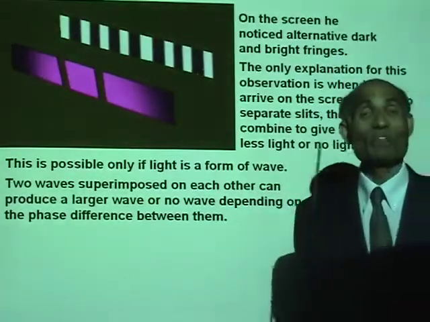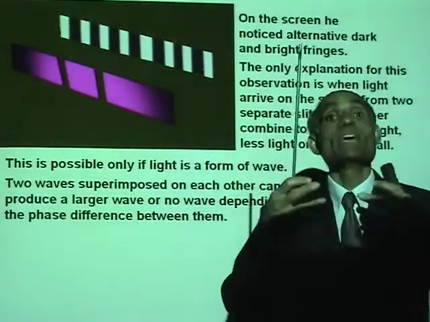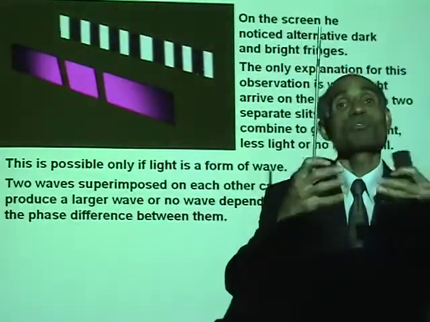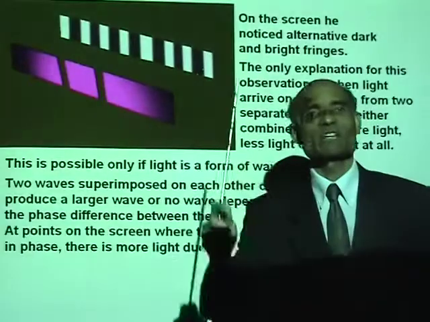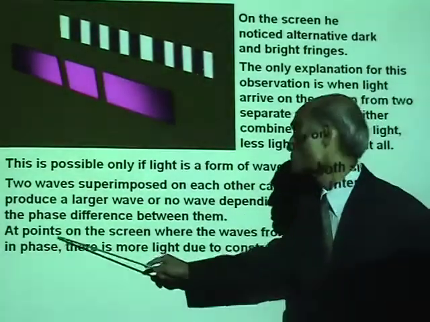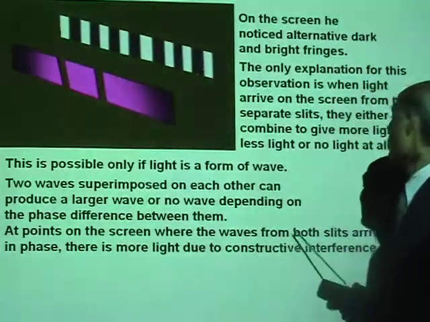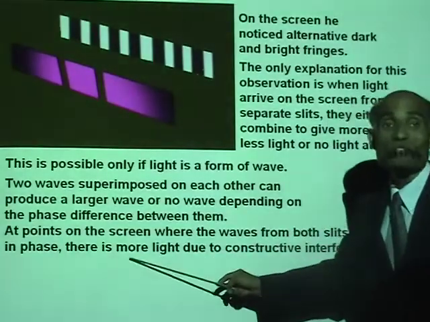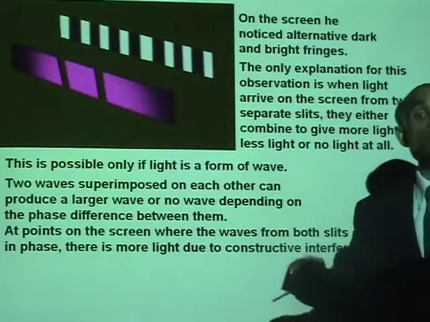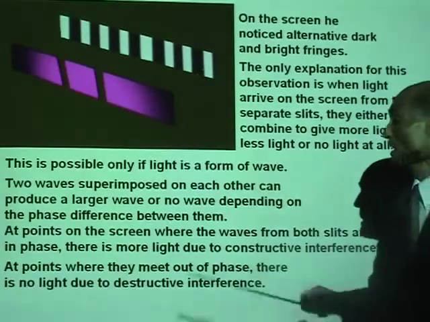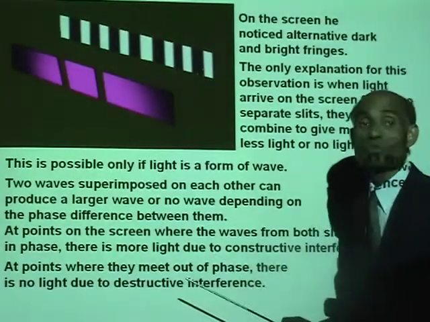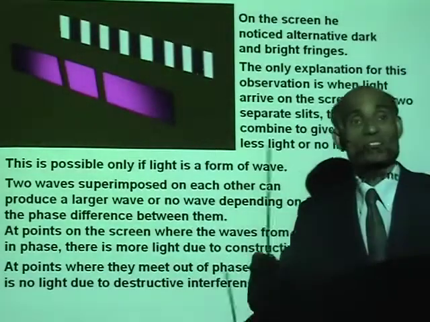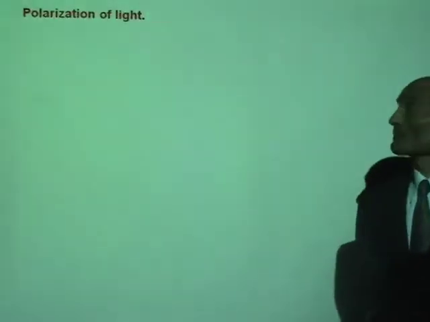You know that when they are in phase, they constructively interfere. When they are out of phase, they destructively interfere. So at points on the screen where the waves from both slits arrive in phase, there is more light due to constructive interference. And where they meet out of phase, there is no light due to destructive interference.